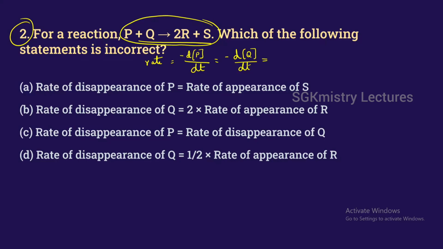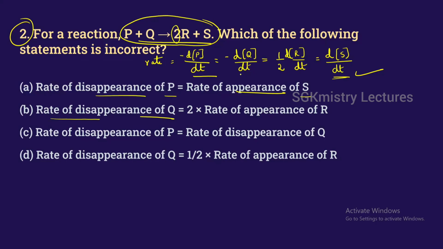So 2R is a product. Whenever there is a coefficient 2 here, we have to write it as half d of concentration of R divided by dt, is equal to, again here there is no coefficient, so d of concentration of S divided by dt. So this is the rate. Now you look at the options. Rate of disappearance of P is equal to rate of appearance of S. This is disappearance because for P we have used a minus sign, for S there is a plus sign. So yes, appearance and disappearance. So this is the right statement.